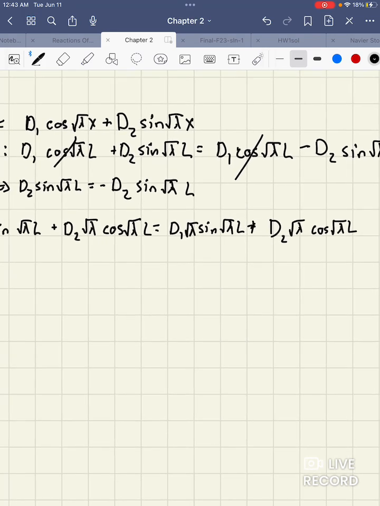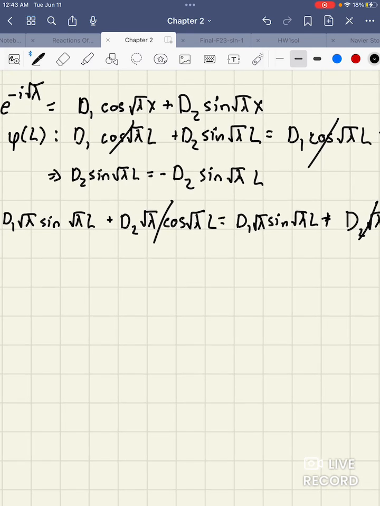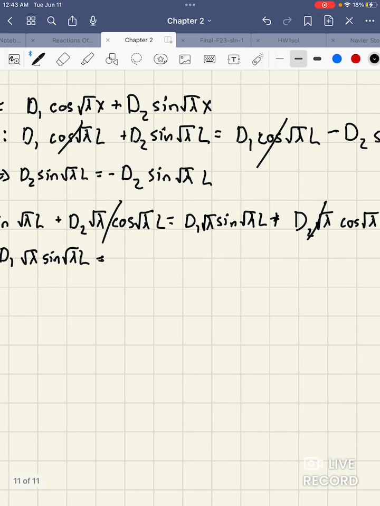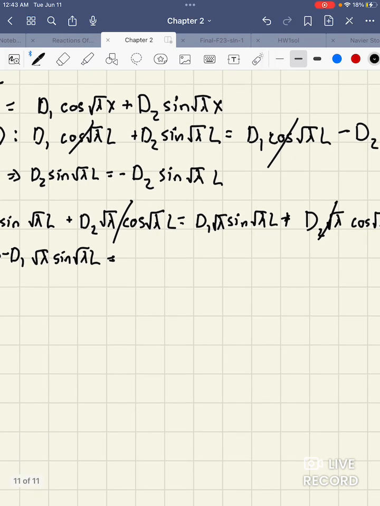Here, in this case, the d2 terms cancel. Therefore our d1 square root lambda sine square root lambda L is equal to negative d1 square root lambda sine square root lambda L.